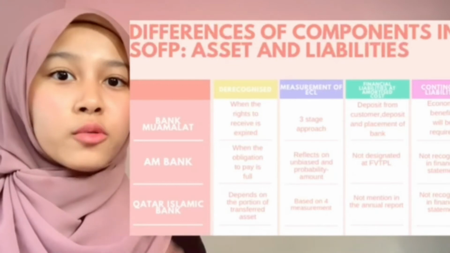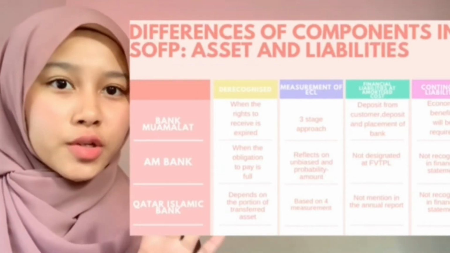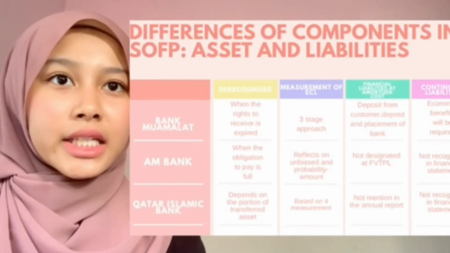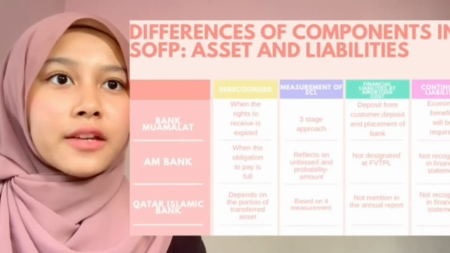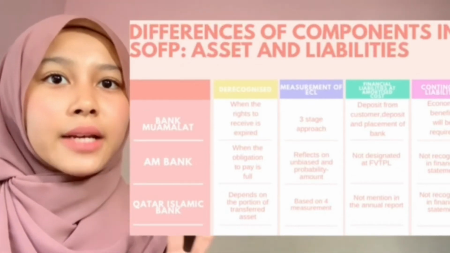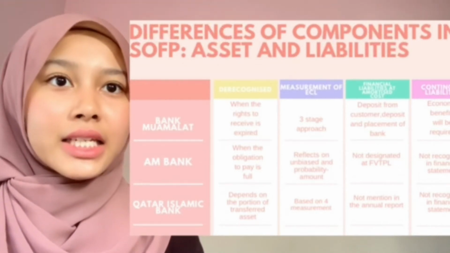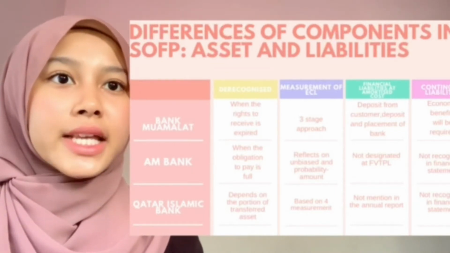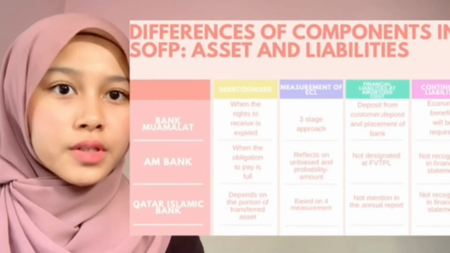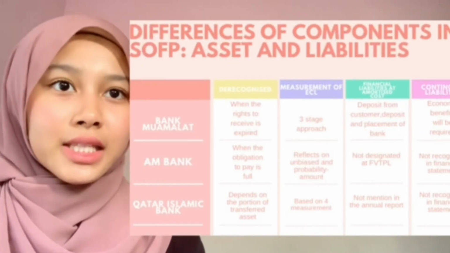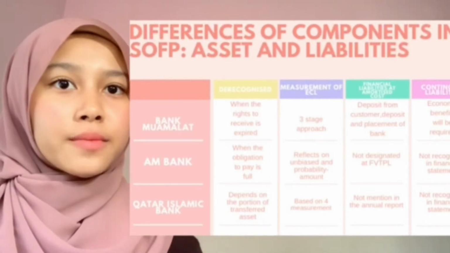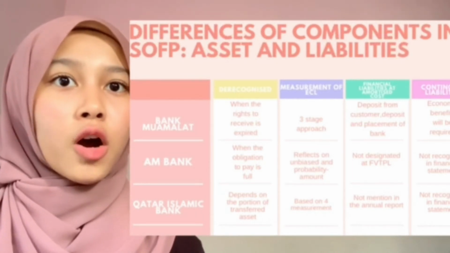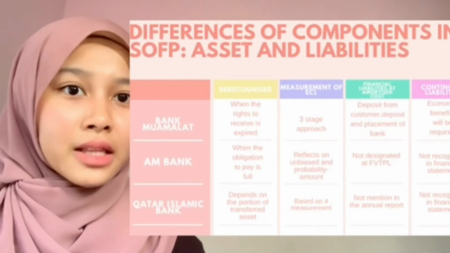Meanwhile, for the third bank, which is Qatar Islamic Bank, they have four measurements of the expected credit loss. The first one is financial assets that are not credit impaired at the reporting date, as the present value of all cash shortfalls. The second measurement is financial assets that are credit impaired at the reporting date, as the difference between the gross carrying amount and the present value of estimated future cash flows. The third measurement is undrawn financing commitments. And the last measurement is financial guarantee contracts, which is the expected payment to reimburse the holder less any amount that the group expects to recover.